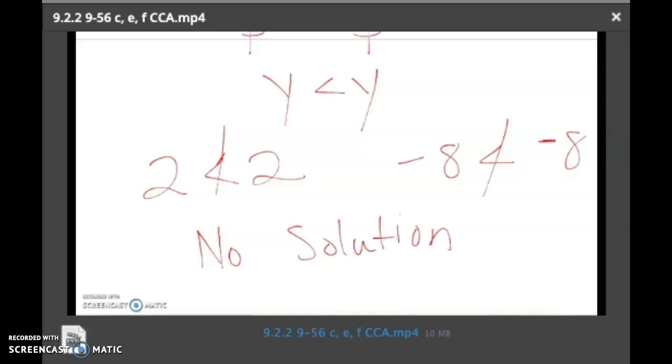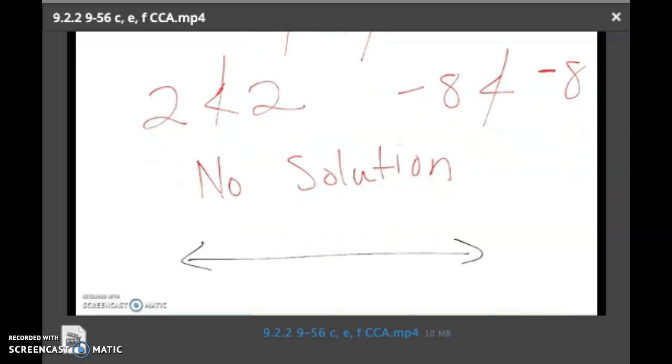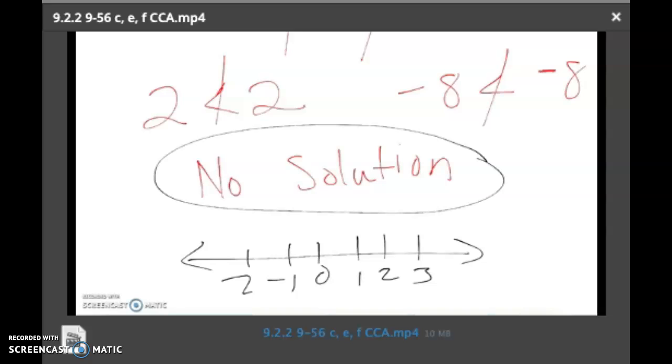And on a number line, if this is my number line, I would just leave my number line blank. All right, so here's my solution. I got no solution, and then I would just leave it as a blank number line.